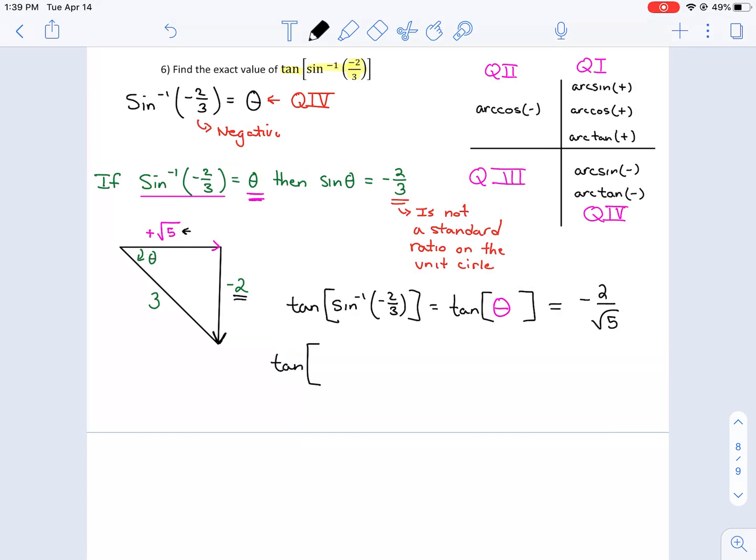So the tangent of the inverse sine of negative 2/3 is equal to negative 2 divided by the square root of 5. And if you were to rationalize the denominator, that would be negative 2 times the square root of 5 divided by 5.